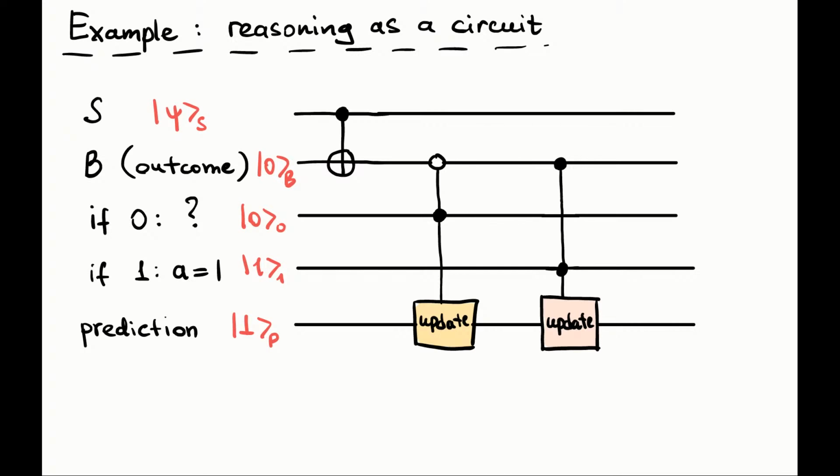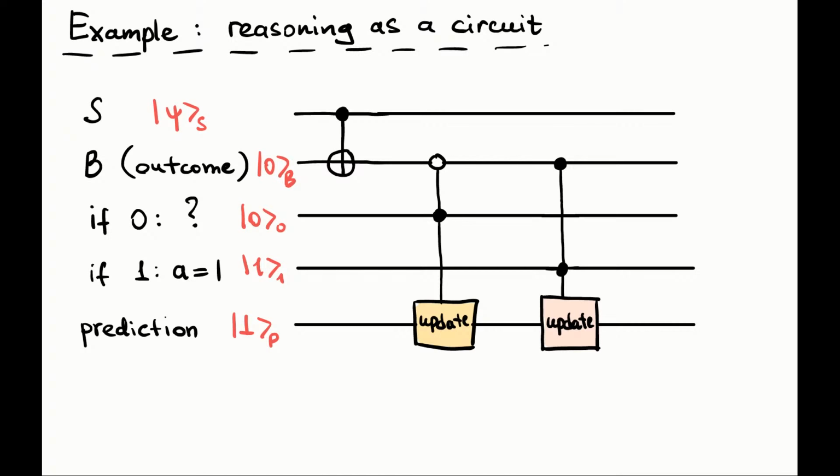The first qubit corresponds to the inference that Bob can make if he gets outcome 0. In this case, this qubit is not initialized because there is basically no certain statement that Bob can make about Alice's measurement outcome if he gets outcome 0. But if he gets outcome 1, he can with certainty state that Alice got outcome 1 as well. So this qubit is initialized in the state 1.